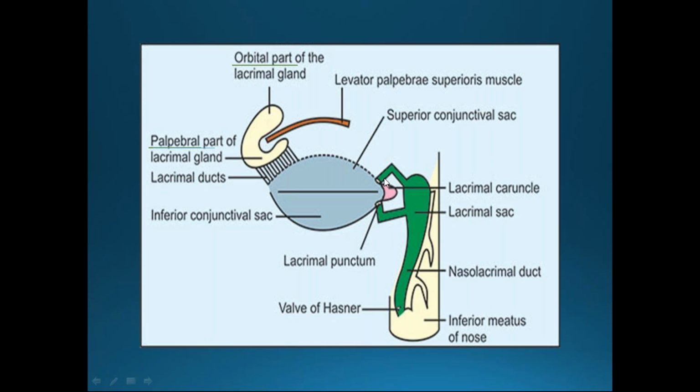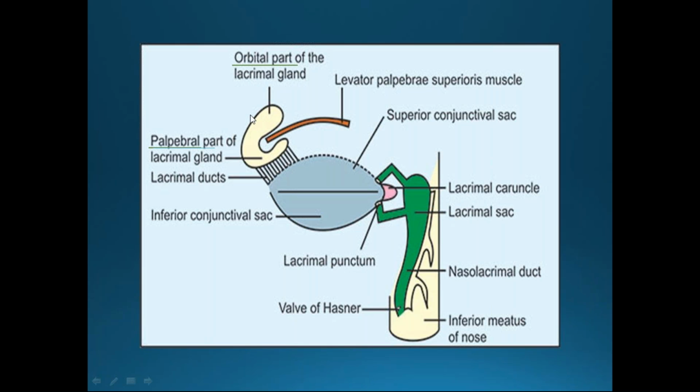Lacrimal canaliculus consists of a vertical part and a horizontal part. This is the vertical part. This is the punctum. This is the upper punctum and this is the lower punctum. This is the vertical part of the lacrimal canaliculus and this is the horizontal part. Both of them open into the lacrimal sac. This is the fundus of the lacrimal sac. This is the body, this is the neck, and this is the nasolacrimal duct.